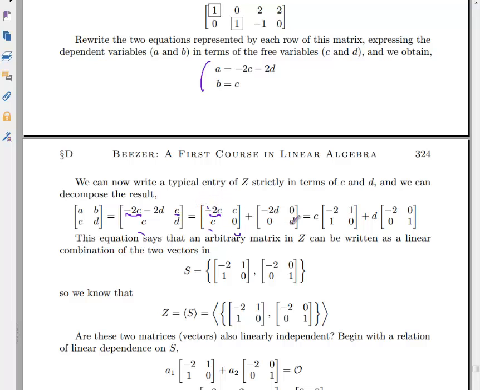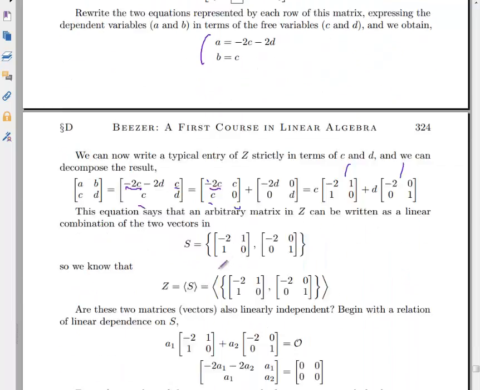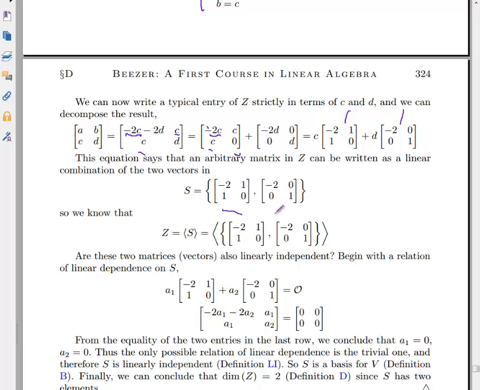All terms that depend on D are in the second matrix, so I can extract the constant C from the first and D from the second. So here we have a linear combination of these two matrices. In fact, the set of matrices A, B, C, D that satisfy the two homogeneous relations above are spanned by these two matrices. So we can write Z as the span of these two.